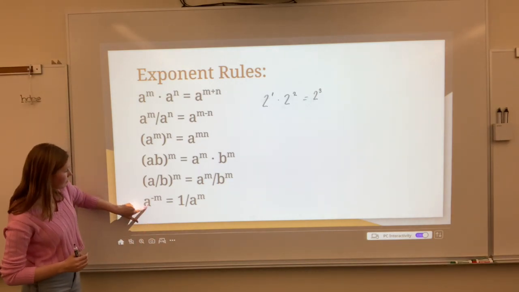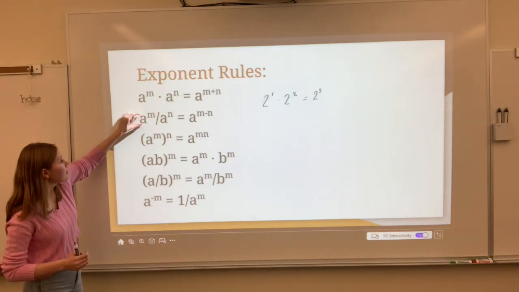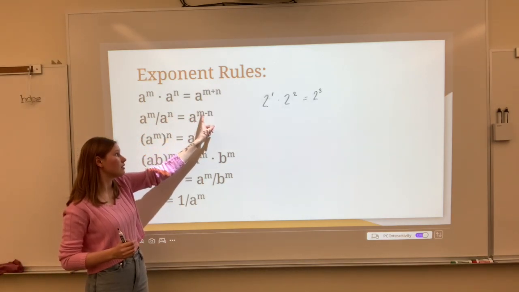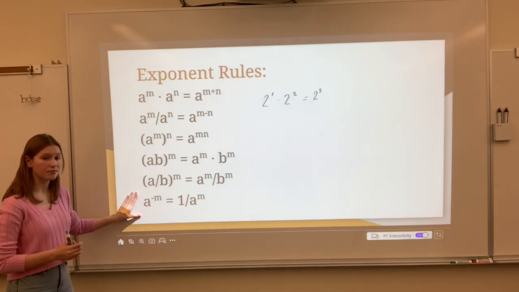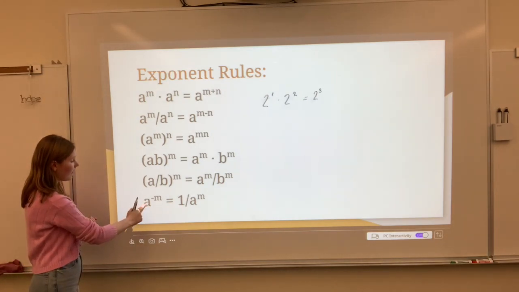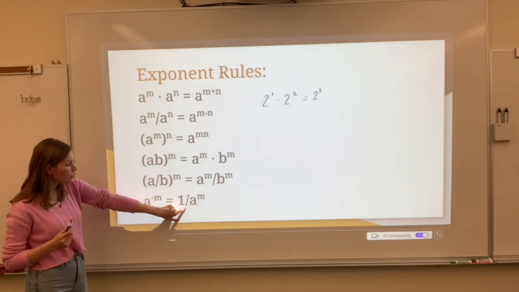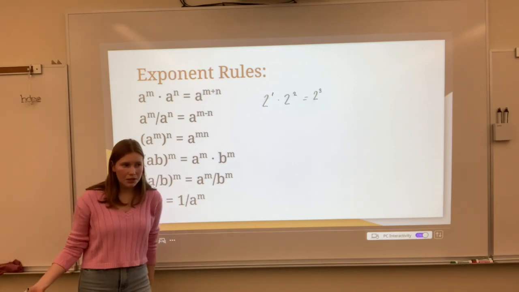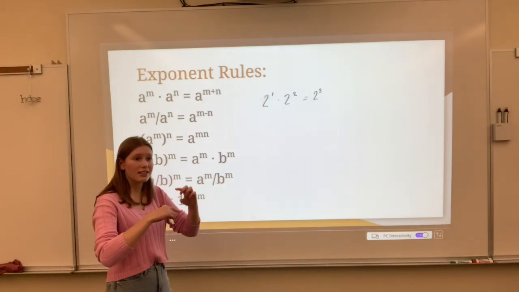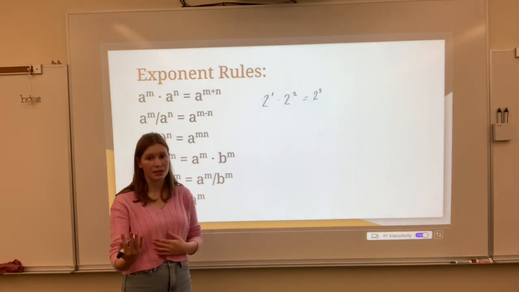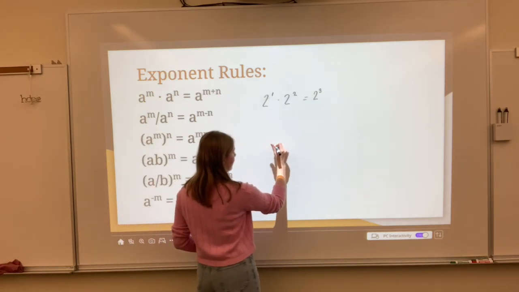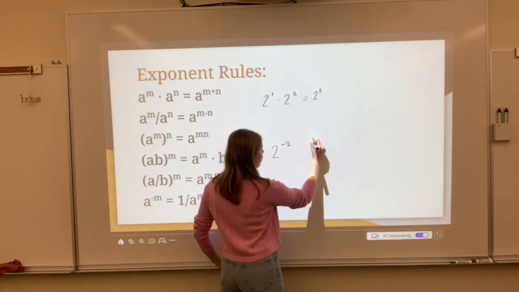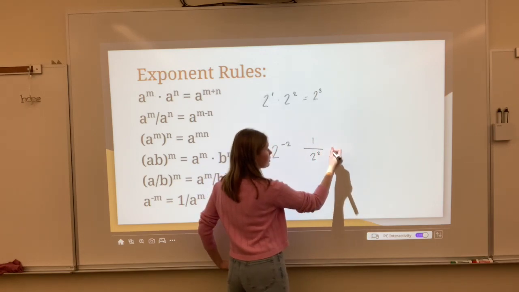So, down here, we're going to revisit this idea back up here, whereas a to the m divided by a to the n is equal to a to the m minus n. So, ignore that for a second. A to the negative m is equal to 1 over a to the m. When you have a negative exponent, essentially what that does is it flips it. So you would have the reciprocal of it. Let's say you have 2 to the negative 2. That's the same as saying 1 over 2 squared, which is equal to 1/4.